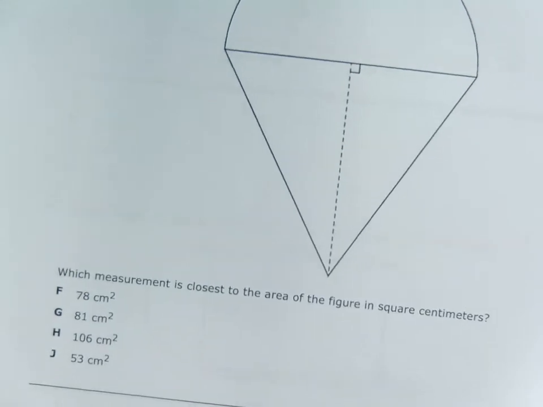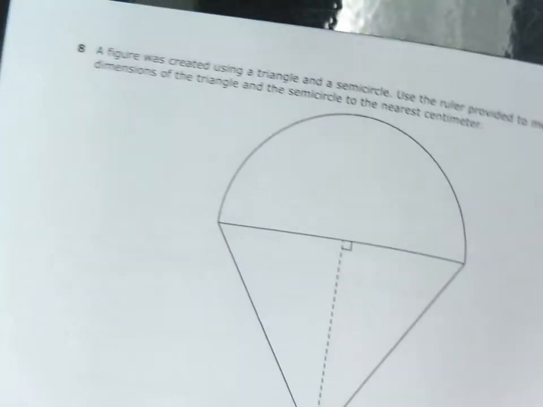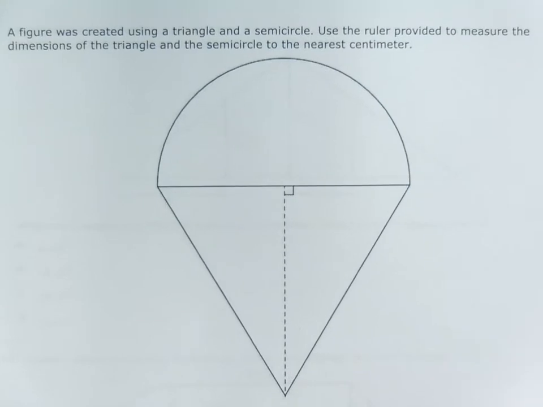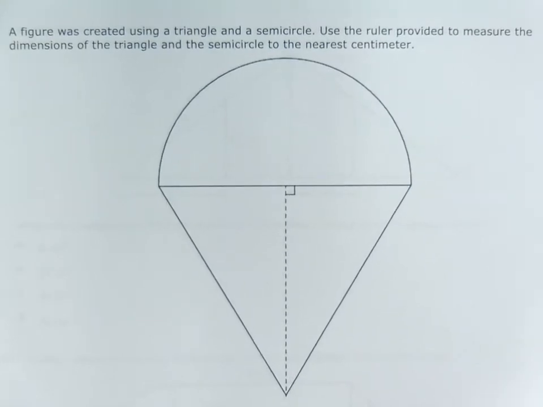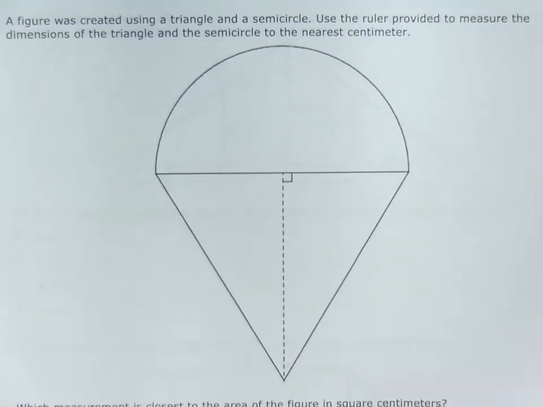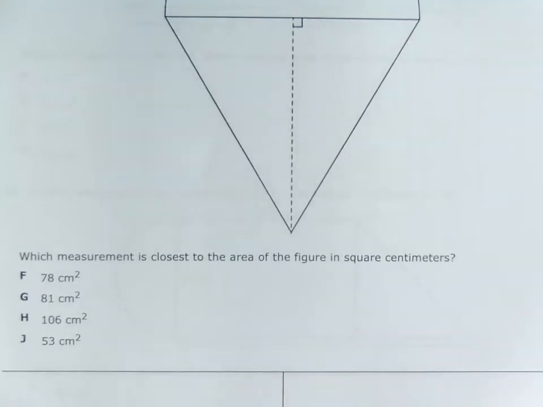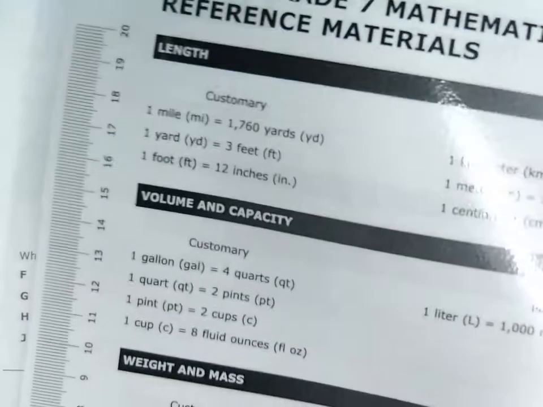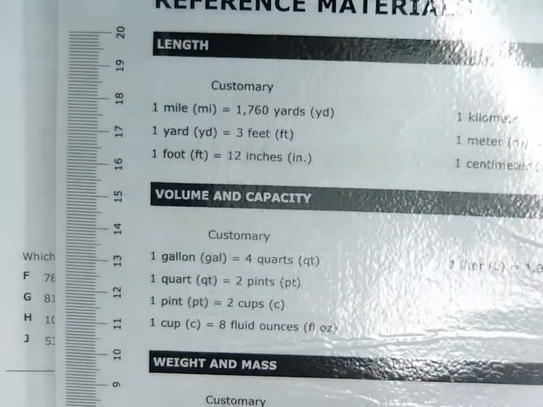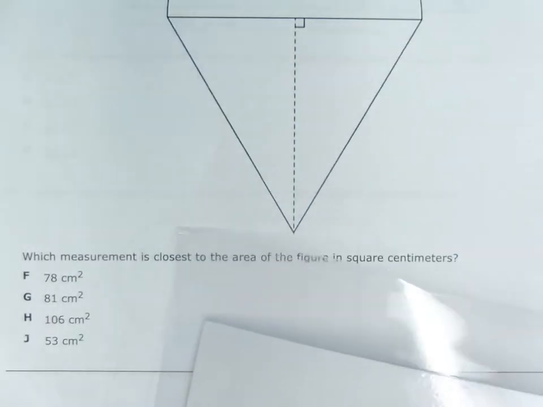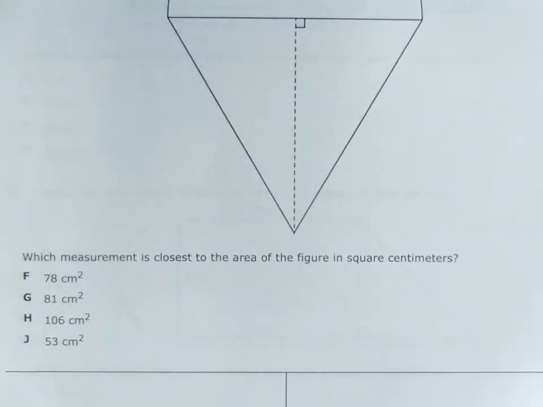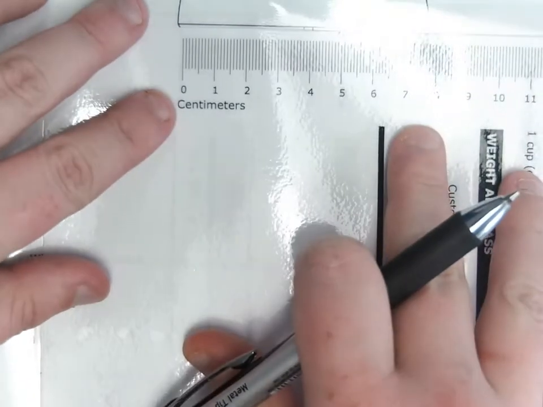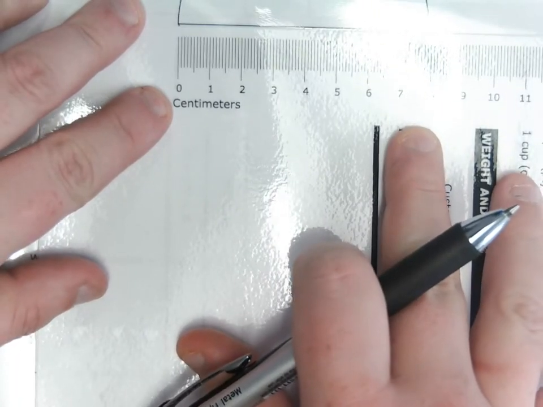Okay. A figure was created using a triangle and a semicircle. Use the ruler provided to measure the dimensions of the triangle and the semicircle to the nearest centimeter. Okay, so use your ruler. On the STAR test, they have rulers on the edge of your formula chart. So if you printed out your formula chart, it would look like this. And we're doing it in centimeters, okay? So I'm going to measure it in centimeters to the closest centimeter.